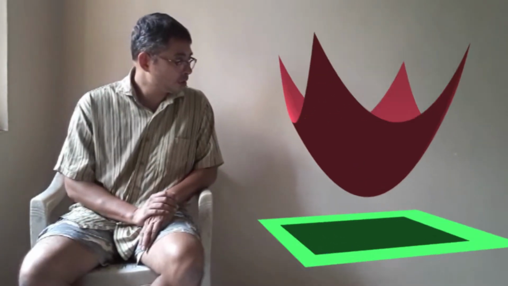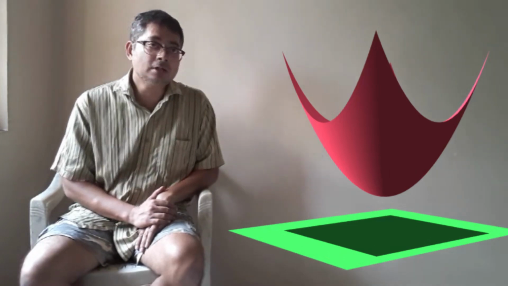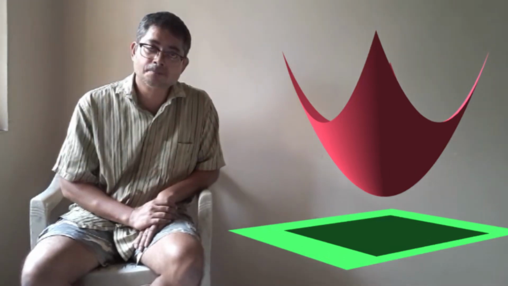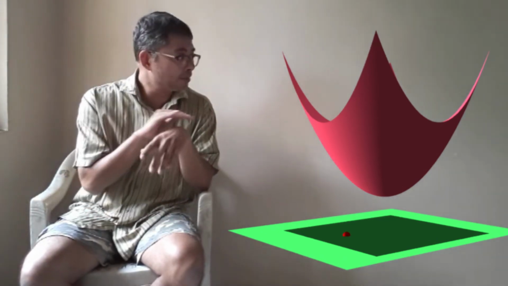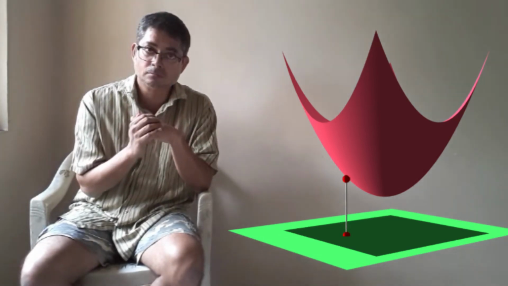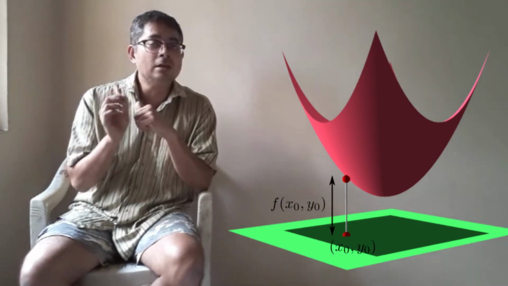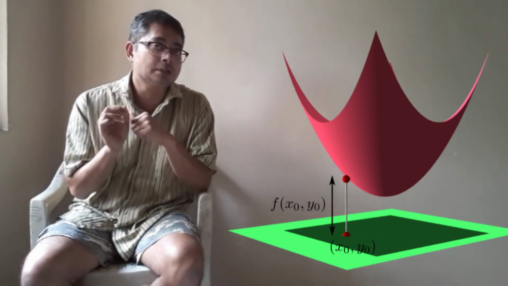A nice way to visualize a function from R2 to R is to think of it as a surface, like this. You see the xy plane there, and the function is given by the surface floating above it. Now if you take a point on the xy plane, then there is a corresponding point on the surface. The height of that point above the xy plane is the value of the function at that particular point.